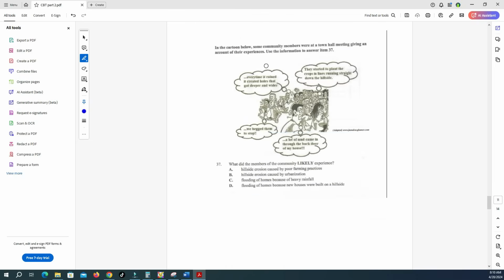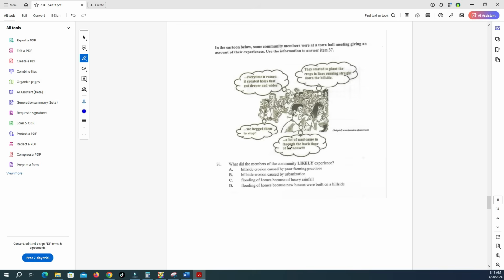All right. In the cartoon below, some community members were at a town meeting giving an account of their experiences. Use the information to answer item 37. Every time it rained, it created holes that got deeper and wider. That's what one person said. They started to plant the crops in lines running straight down a hillside. Yeah, why would they do that though? Running straight down a hillside, that sounds like vertical.